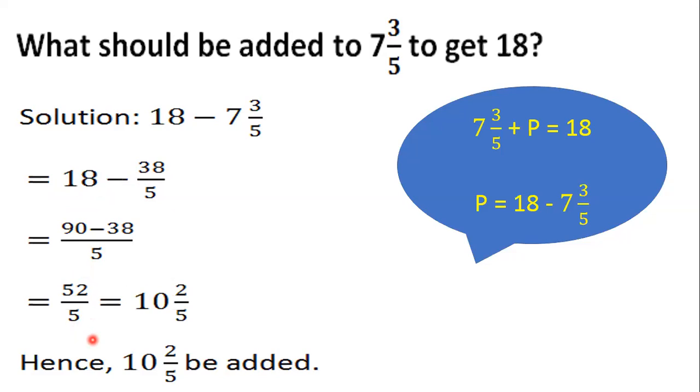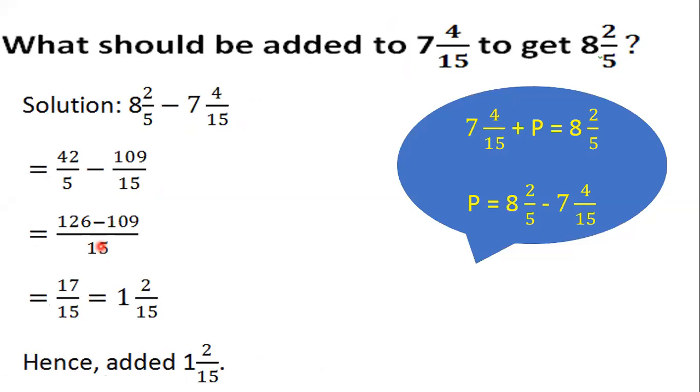And 52 by 5, children, it is an improper fraction. We will have to convert it into a mixed fraction. How will we convert 52 by 5? 10 times 5 is 50, 2 remains, so we will write 10 2/5. So what should be added to 7 3/5? 10 2 by 5 should be added. Next question.